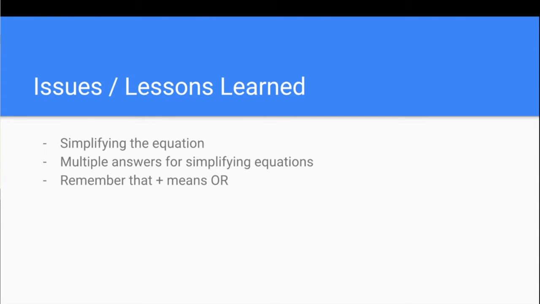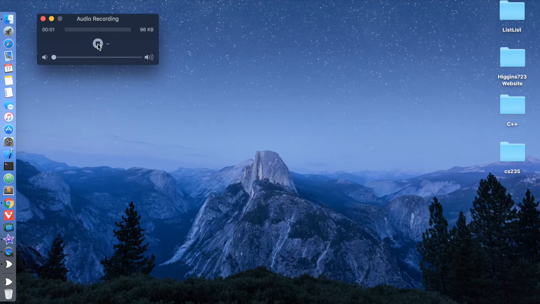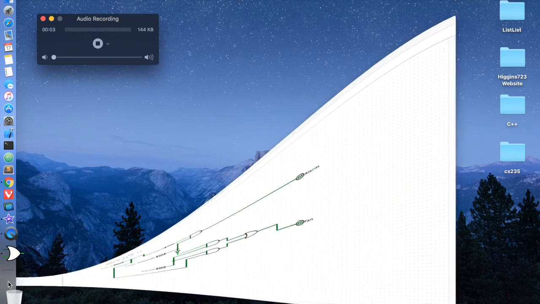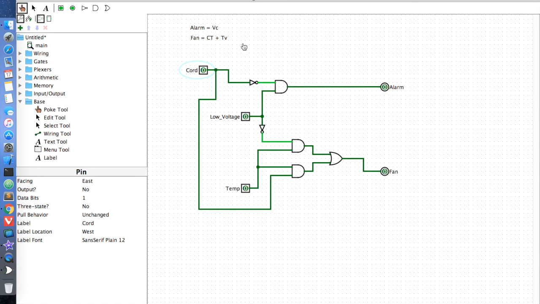And one thing to make note of is to remember that the plus sign means OR. Some of us have worked with coding, and typically a plus sign means concatenation in some programming languages. And so it's easy to think that the plus sign is an AND, but really it means OR in Boolean algebra. Now let's take a look at getting our expressions and putting them into Logisim.